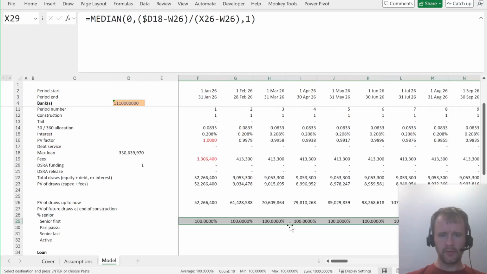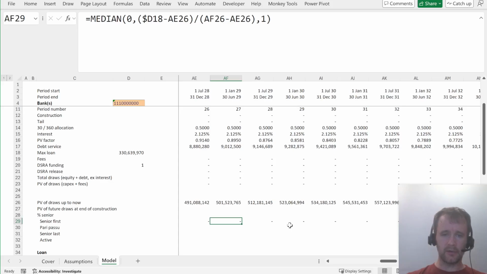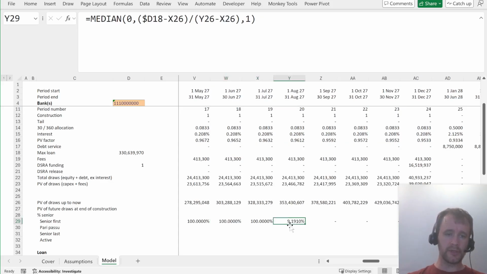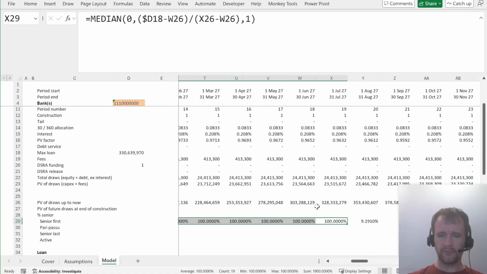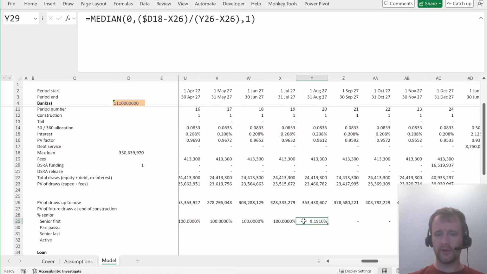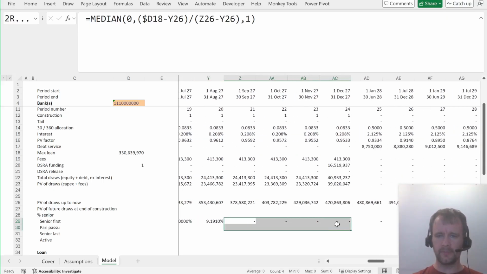So that, with no circularity, is the percent of my draws that I can afford to fund in the senior first view. So for the first 19 months, I can fully fund from senior, and then I can fund 9% of the draws in the 20th month. And then after that, the other 90-ish% of this has to come from equity, and all the last few months have to be fully funded by equity.